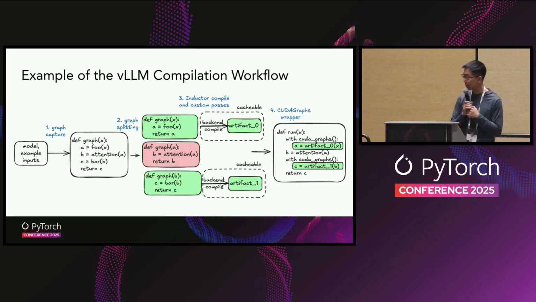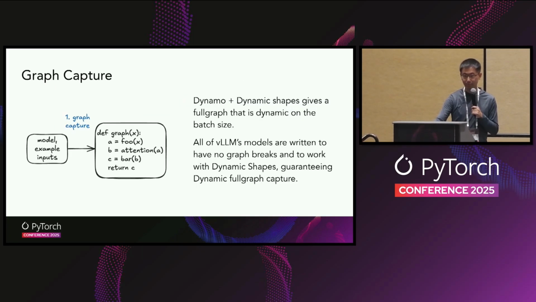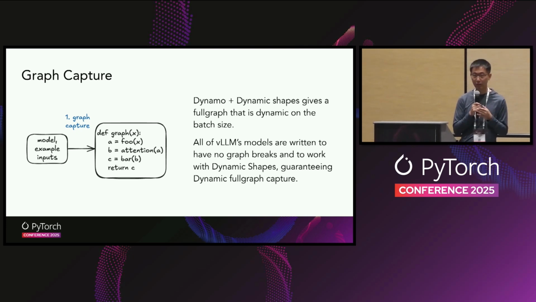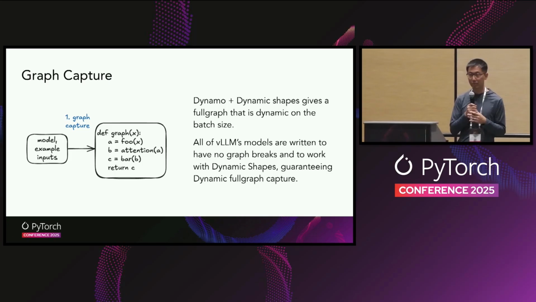Okay, so this is an example of what happens when you compile a model in vLLM. We'll go through these steps one at a time. The first step is straight up graph capture. You've got a model, you have some example inputs. We use Torch.compile's front-end Dynamo to actually capture one single full graph that is dynamic on the input batch size. vLLM controls the model source code for all of its models, except for the ones that use the transformers backend, but that's a different story.